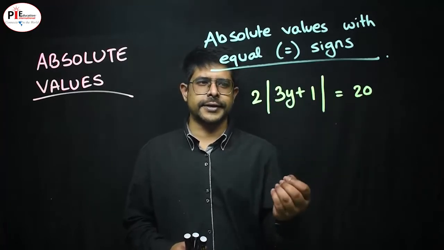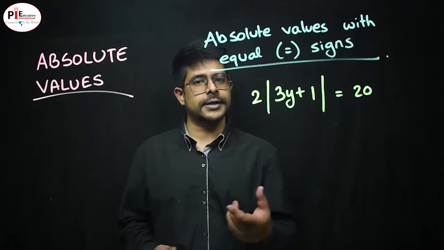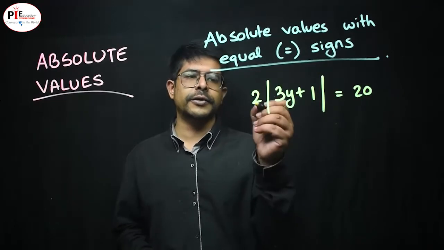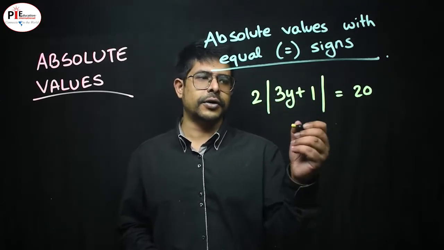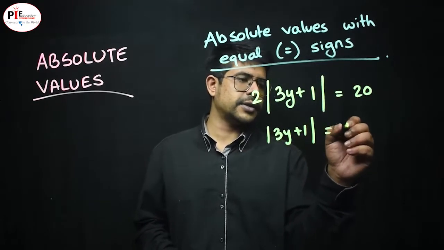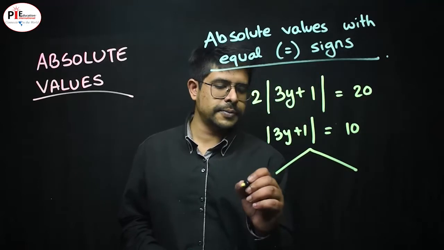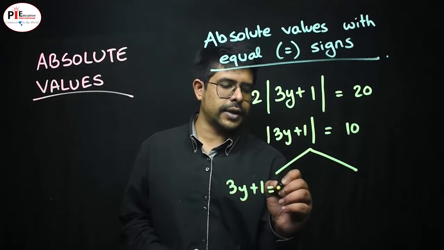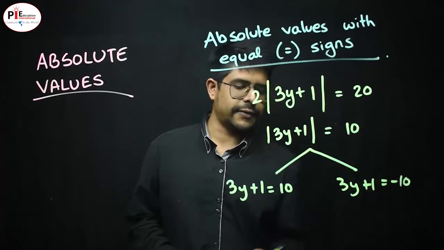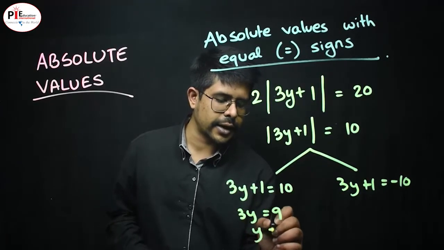Let's try another example with a multiplication of 2 before the absolute value. It's very much simpler, the same way that we had done before. We're going to take off this 2 by dividing by 2 on both sides. That would give us modulus of 3y plus 1 equals 10. Similarly, the way we have done before, it's going to have two parts: 3y plus 1 equals positive 10, and 3y plus 1 equals negative 10. And so we will have 3y equals 9 and y equals 3.